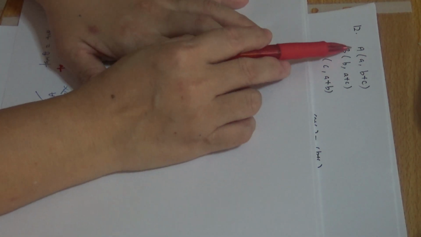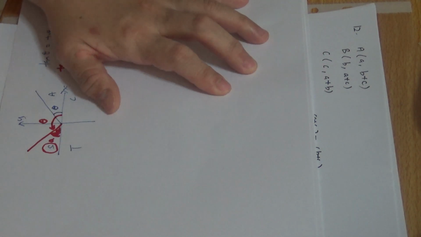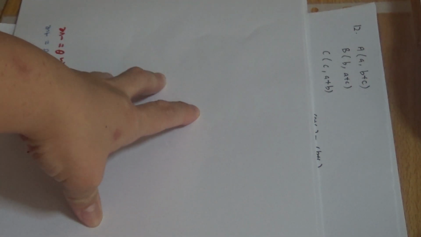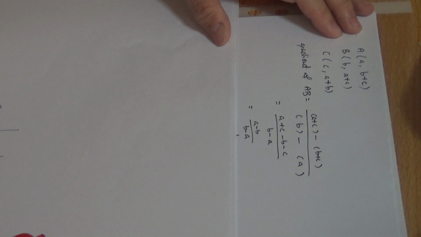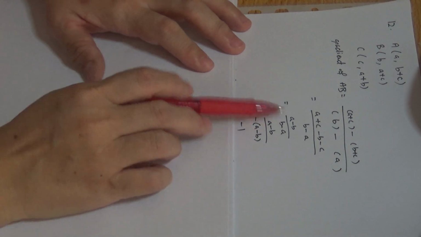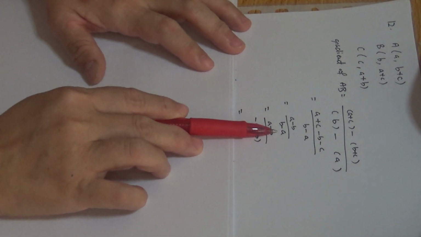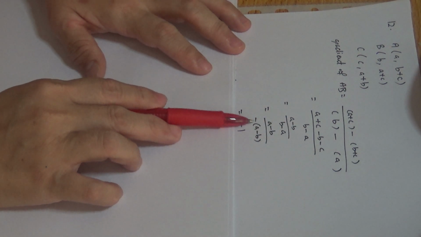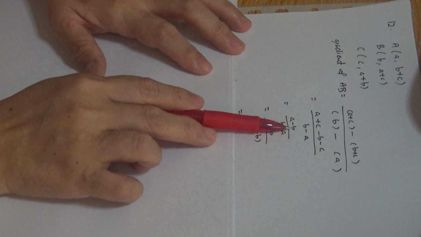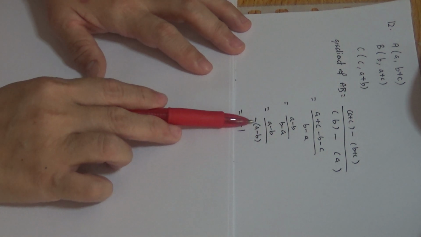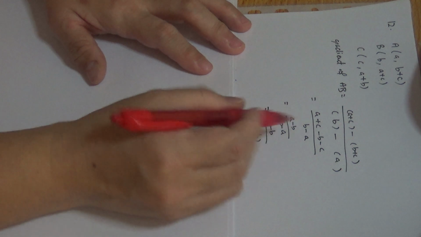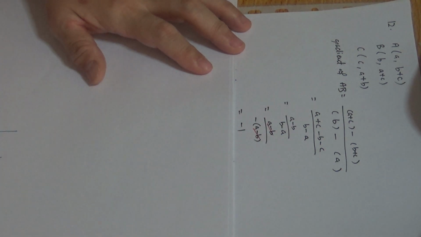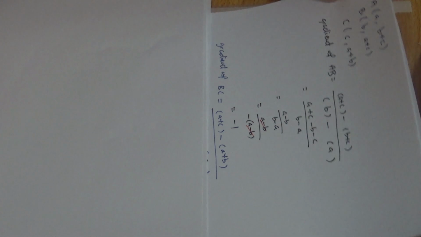Now, I will let the points be A, B, and C so that I can refer to them easily. So what I do is I find the gradient of AB by using the gradient formula. Now when you reach this point here, (a minus b) over (b minus a), you must be careful. This is a flip, so I can take out a negative sign. I factorize this. B minus a is actually negative bracket (a minus b). So if I cancel this, I'll get -1. Okay, so the gradient of AB is -1.